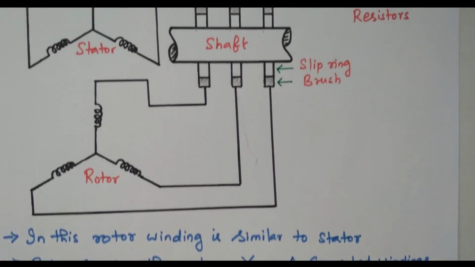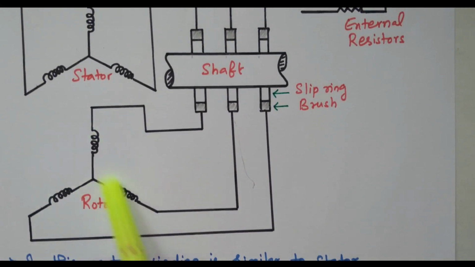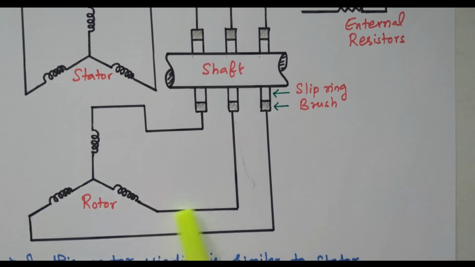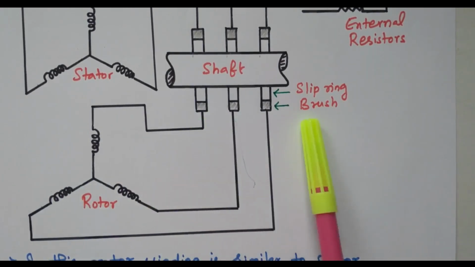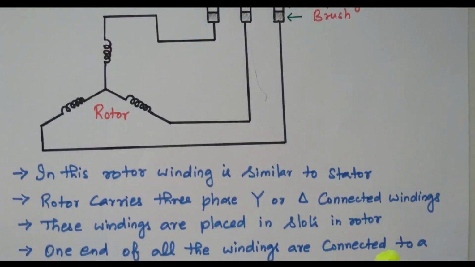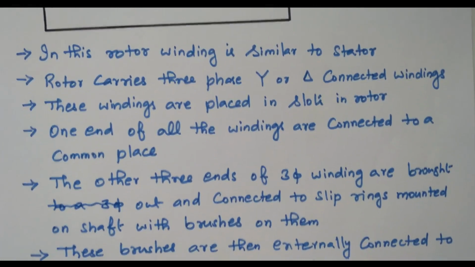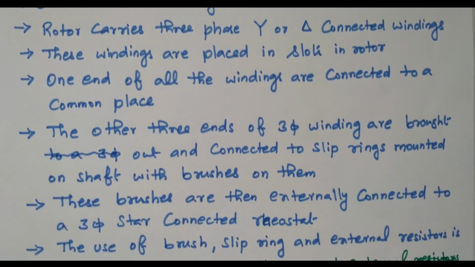That is available here. This is a three-phase winding, a star connected winding. In this diagram, star connected windings are available. One end of all three phases is connected, so this is the common point. The other end is connected through the brush and slip ring. That is given here. One end is connected commonly, and the other end is connected through the brush and the slip ring.